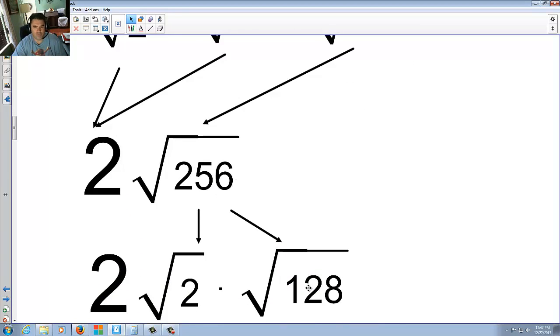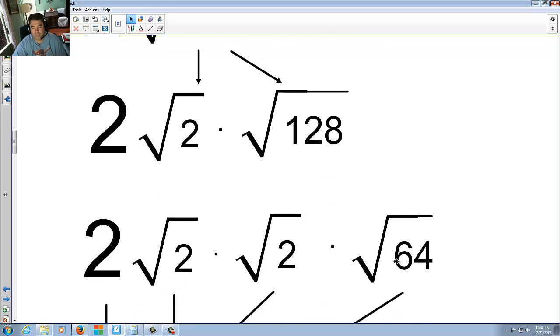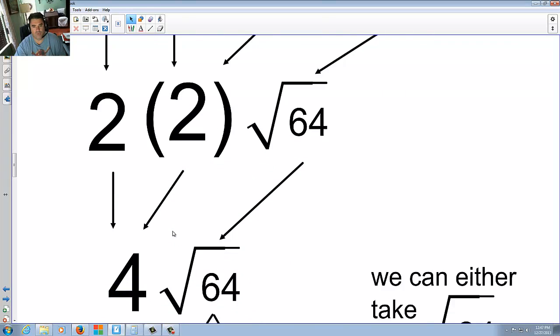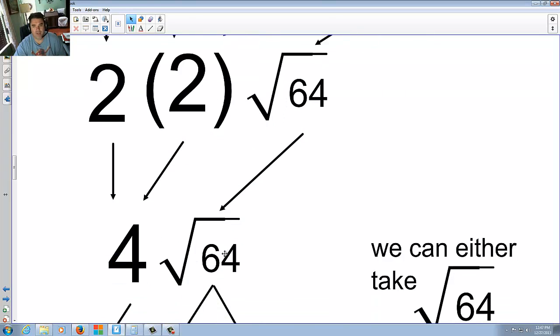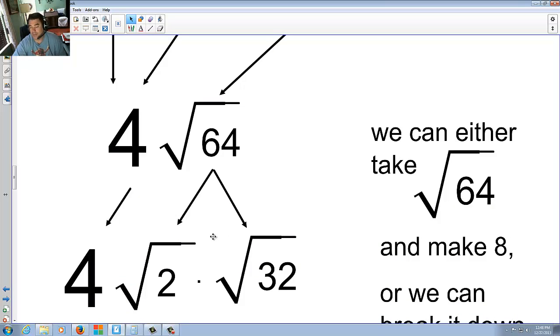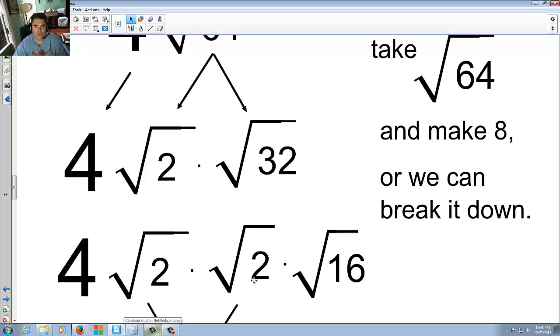This divided by 2 is 128. Divide that by 2, gets you to 64. These two roots of 2 become a whole 2. So you have 2 times another whole 2, which makes 4. Now you have 4 on the outside. 64, you could either bust up 64 and make 8, or we just start chopping them into 2's again. 64, 2 and 32, 32, 2 and 16. Square root of 2 becomes a whole 2. 4 times another whole 2 makes 8.